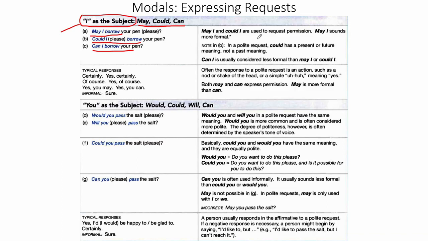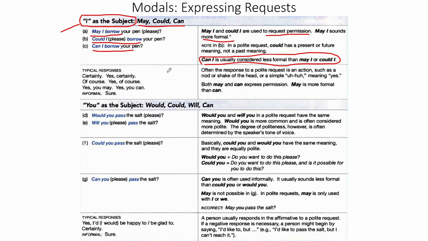May I and could I are used to request permission. When you say, for example, may I borrow your pen, you request permission to use the pen. When you say, could I borrow your pen, you request permission to borrow the pen. May I sounds more formal. Can I is usually considered less formal. This is the difference between may I and could I. Can I is a bit more informal than may I and could I, which are a bit more formal than can I.